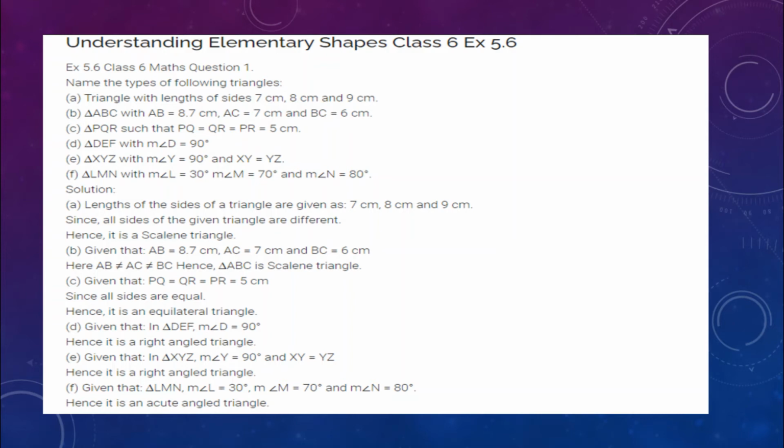Then the next one: in triangle DEF, one angle is 90 degrees, so that is a right angled triangle. In the E part, one angle is 90 and two sides are equal, so we call it a right angled triangle, and we can also add the word isosceles to it: right angled isosceles triangle. Then triangle LMN: angle L is 30, angle M is 70 and angle N is 80. All the angles are less than 90, so it is an acute angled triangle.